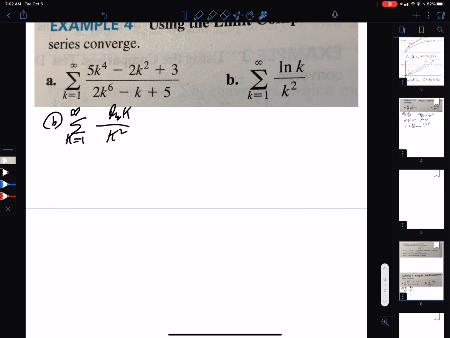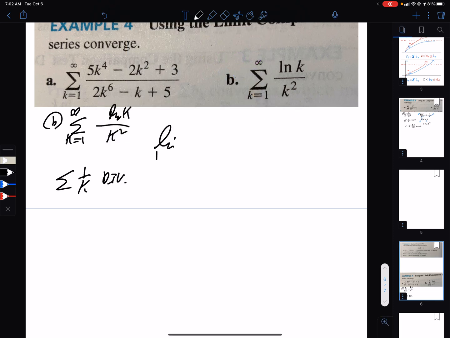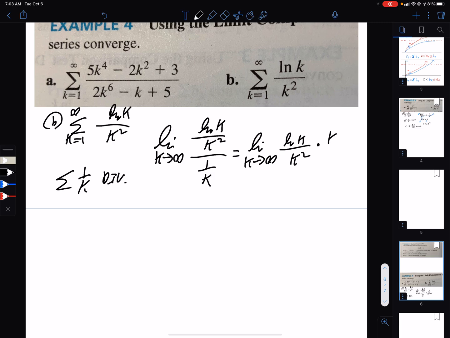So we're going to compare this to the harmonic series. 1 over k diverges. It's a divergent harmonic series. So that seems to be our candidate. We take the limit as k goes to infinity, and we have ln k over k squared, and we divide it by our known divergent, which becomes, multiplying by the reciprocal, times k over 1. So one of these will cancel out one of those. So we end up with ln k over k, but that's infinity over infinity.